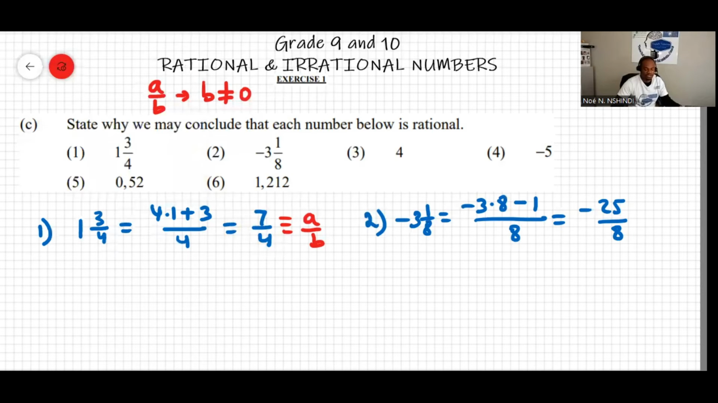And then for question 3, 4 can be written as 4 over 1. So this is the form A over B, same as -5 over 1. And then 0.52 can be written as 52 over 100. Okay, if we move the comma twice, we divide by 100. It can be simplified also, but as long as it's of the form A over B, it's fine. Same also here. This can be written as 1,212 over 1000. So this is the form A over B.